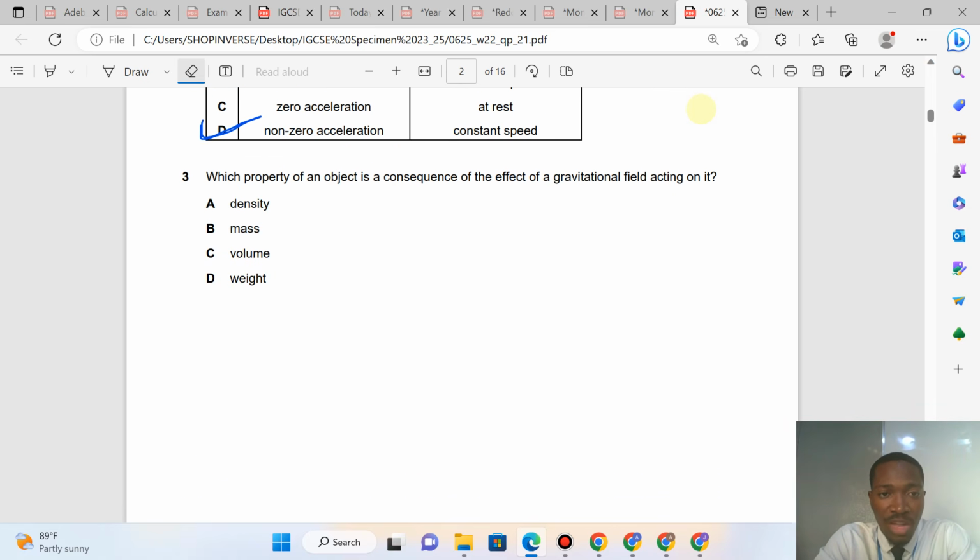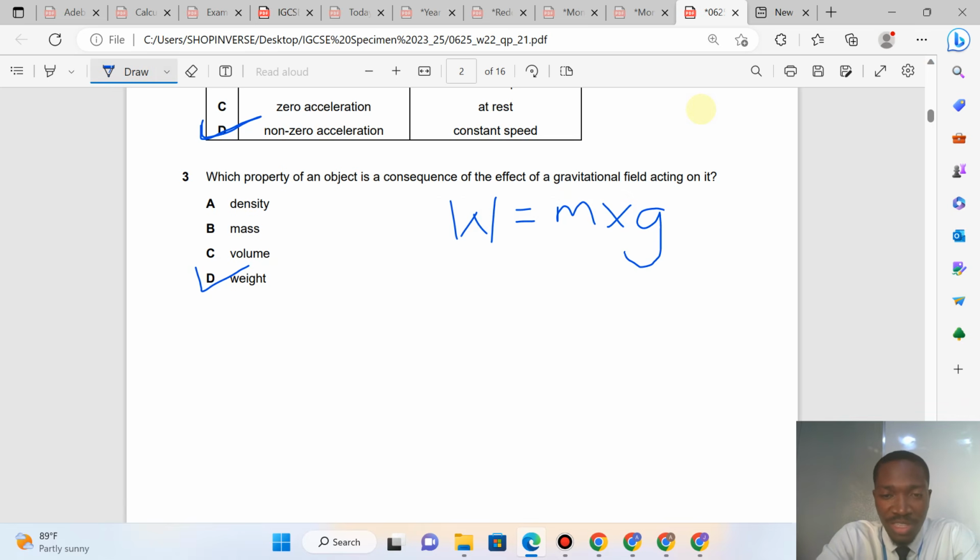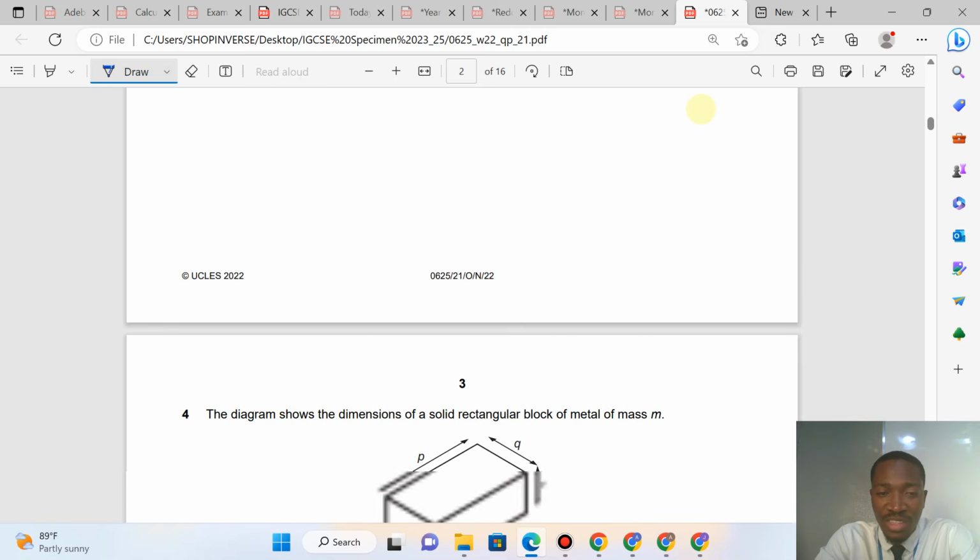Which property of an object is a consequence of the effect of gravitational field acting on it? Which property is D, weight? Why? Because weight is equal to mass multiplied by the gravitational field strength acting on every object on the earth.